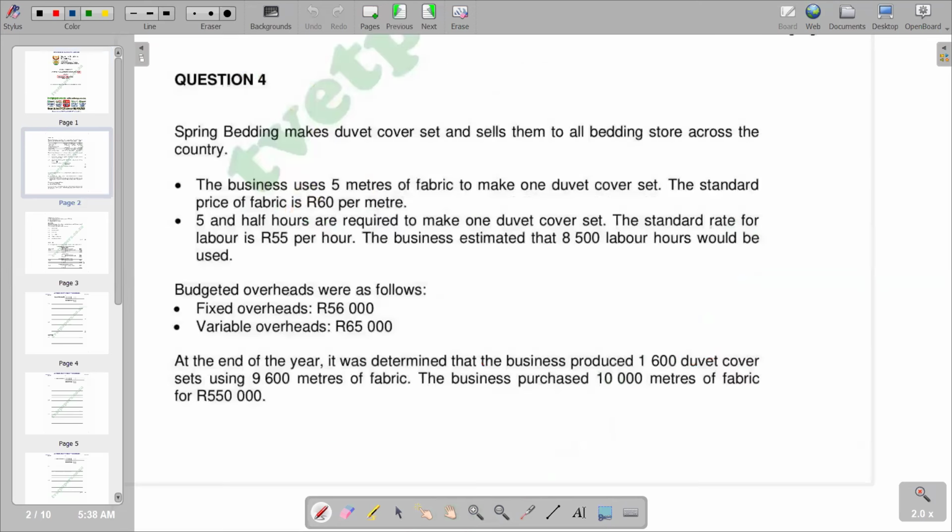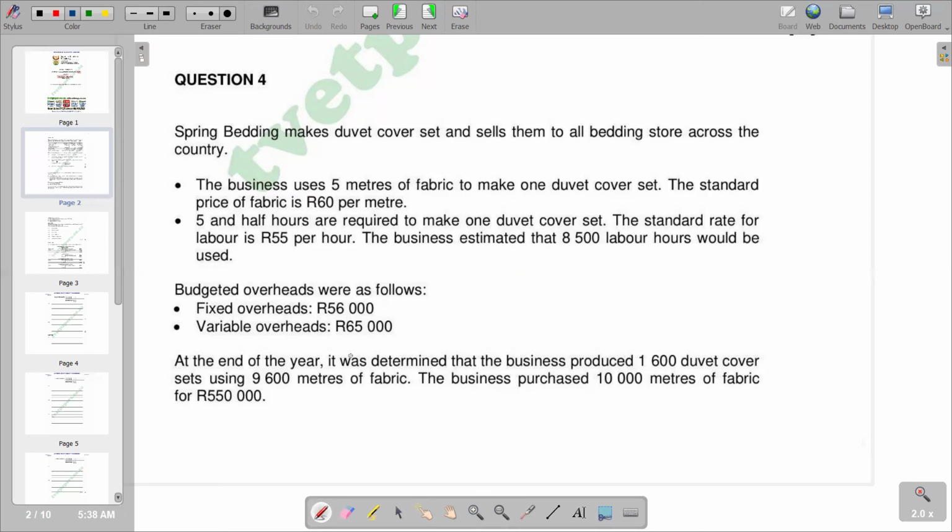So our question reads, Spring Bedding makes duvet covers. They make duvet cover sets and sell them to all bedding stores across the country. So we're given 2 points that you need to go through. And then I believe that you're given budgeted overheads in terms of 2 points again.